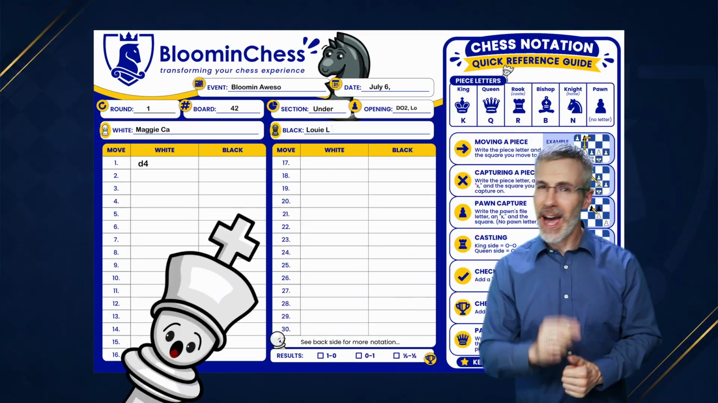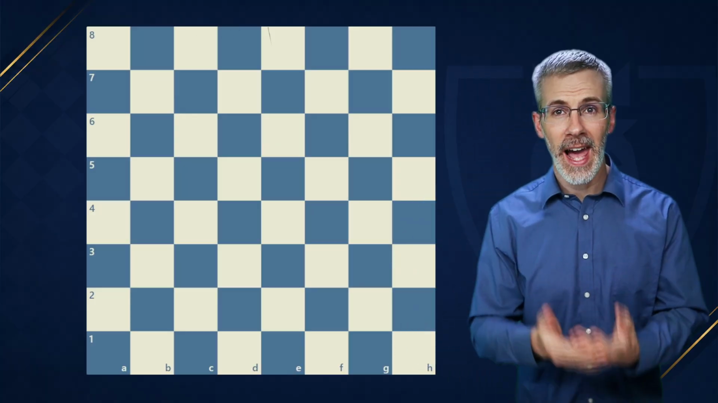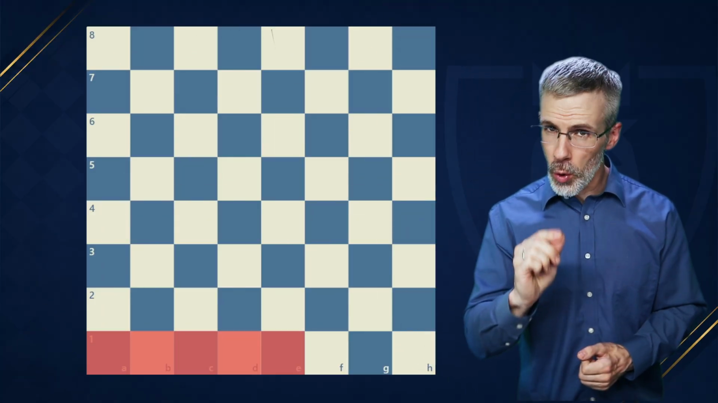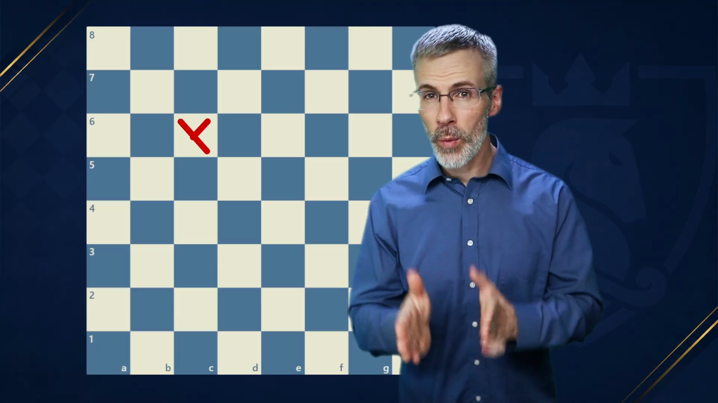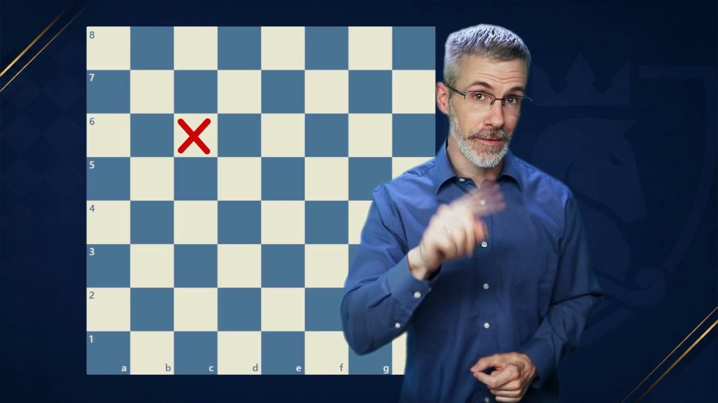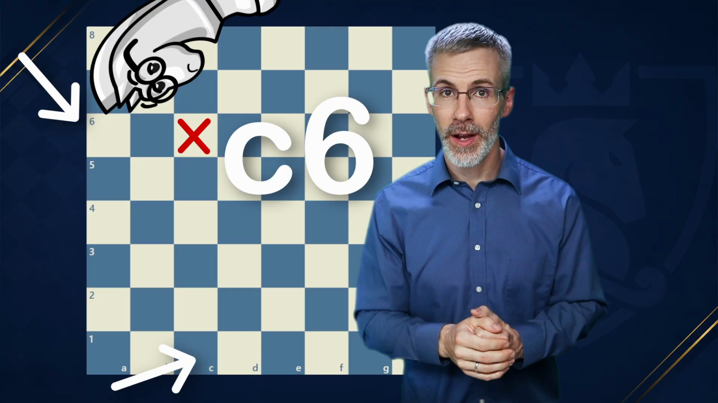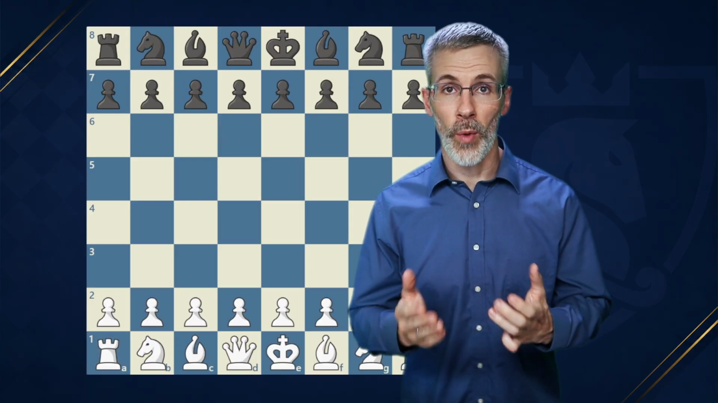This is how you do algebraic notation to record your chess games. The chessboard has ranks and files. Each file is labeled with a lowercase letter. Each rank is labeled with a number, so each square can be named by listing its file, the letter, before its rank, the number. Square A1 is always the bottom left of the board from white's side.